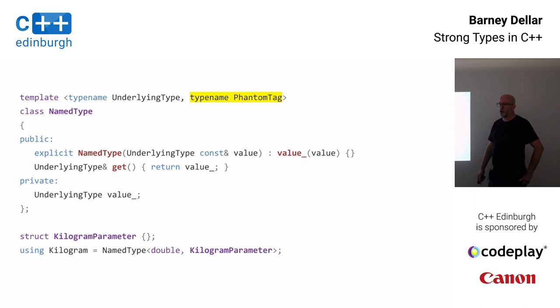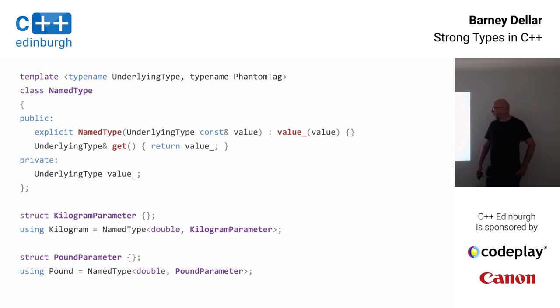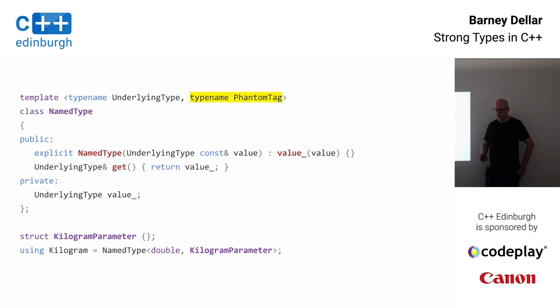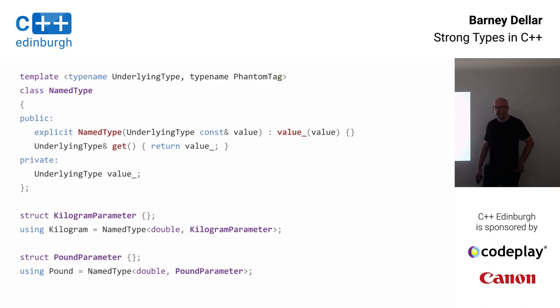And that works. Note that we don't need to use this phantom tag up here, which is why I've got a phantom tag. It doesn't do anything. It's purely there to disambiguate one type from another. So now we can create genuinely unique types like this, and then do a similar thing for pound. They are genuinely unique, and we have a nice template that we can reuse for other things as well.